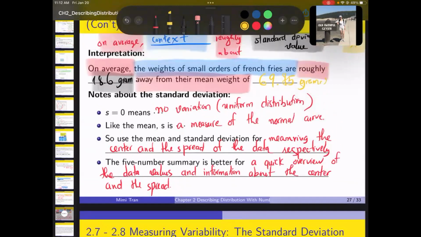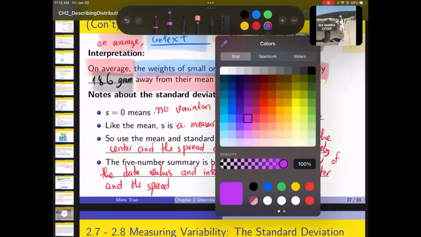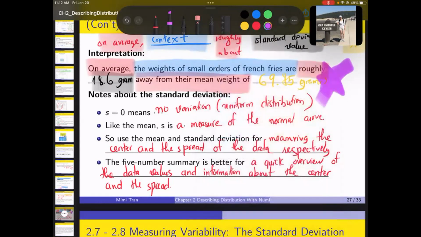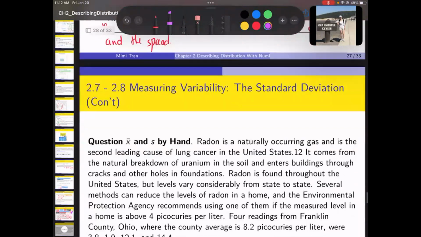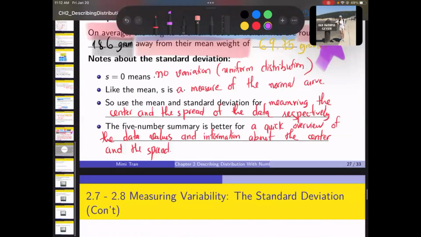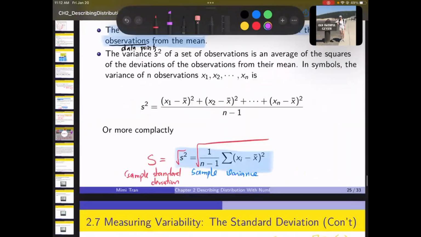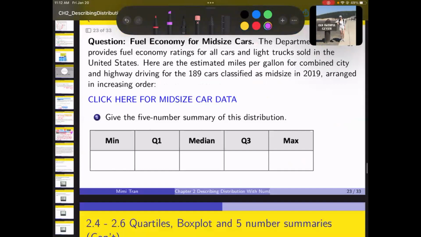I'm going to highlight this one. This is important, so it'll be on your exam. We're almost there. Remember last time we did the box plot? Right here, that's your five number summary. There's 5 of them, right? 5 values.